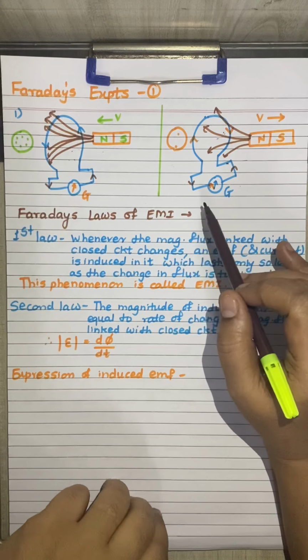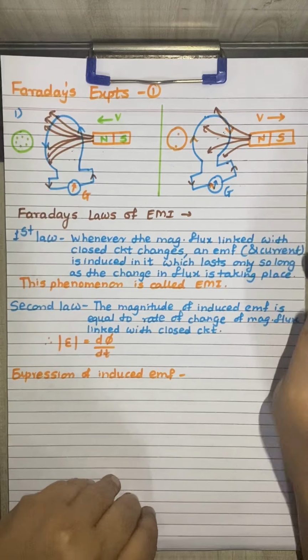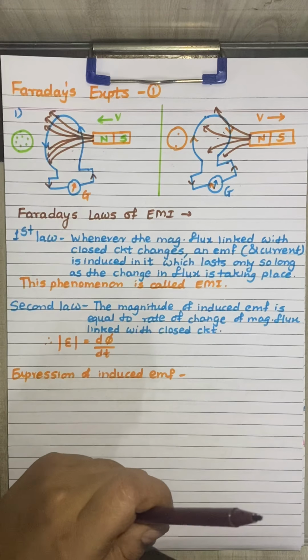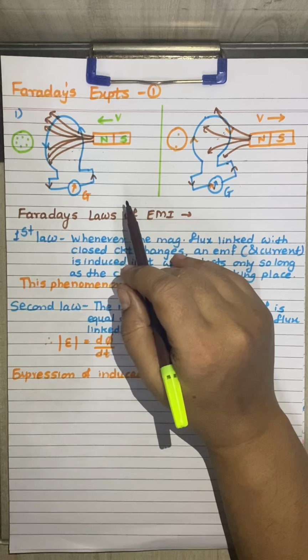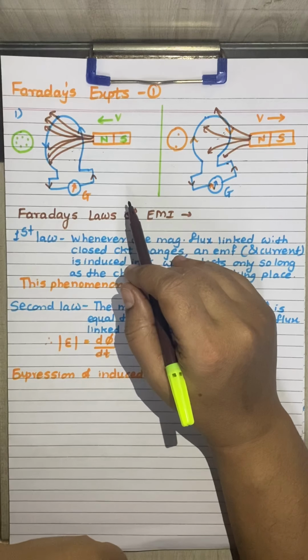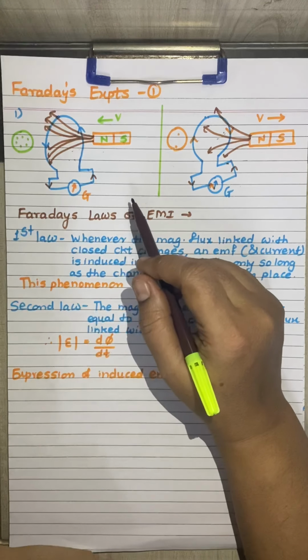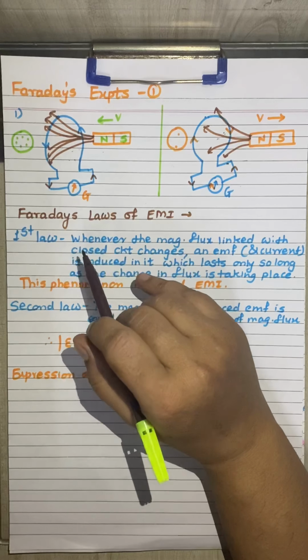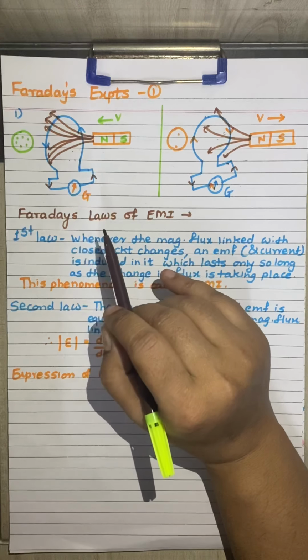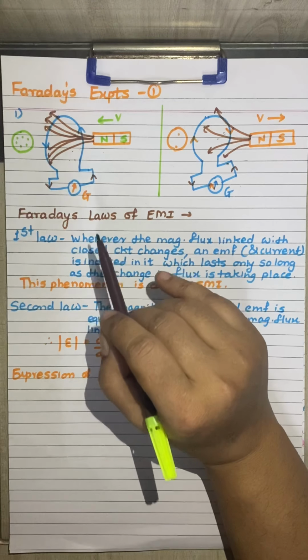So we have studied another experiment also, where we can move the coil and keep the magnet stationary. We have studied another experiment where one coil induces an EMF by varying the current in the neighboring coil. These experiments we have studied in 10th standard. All the experiments relate the change in the flux to the induced current.